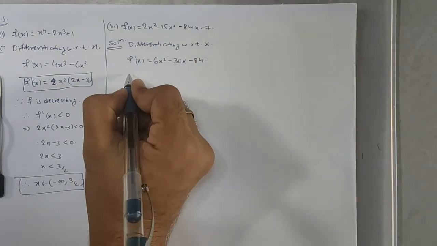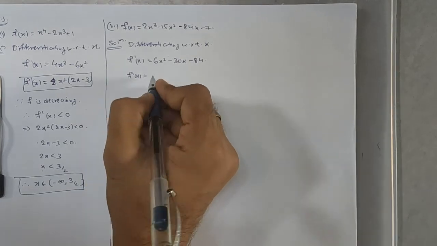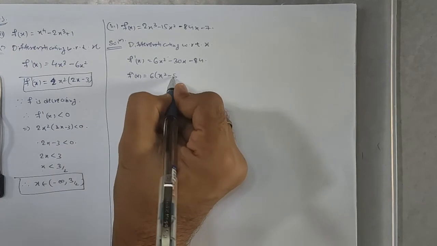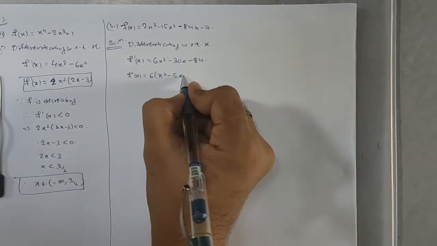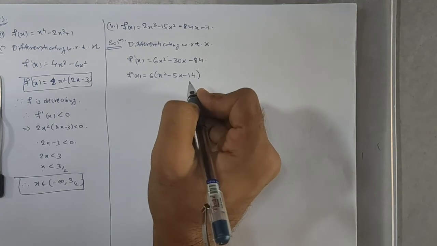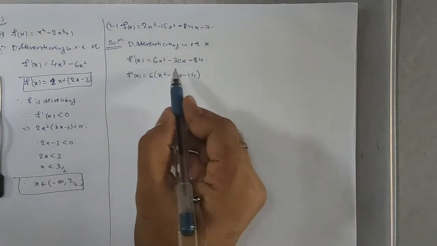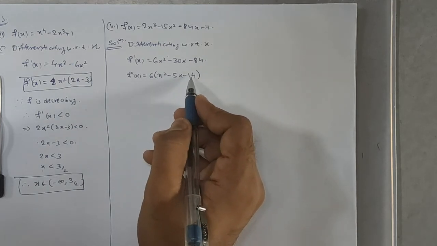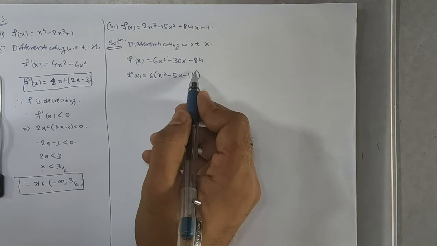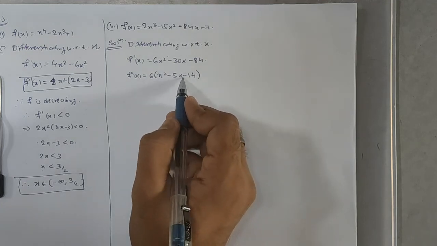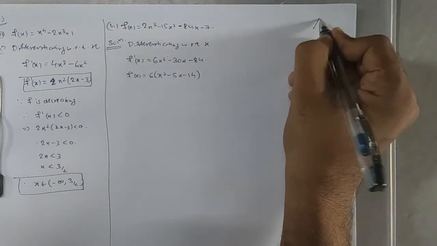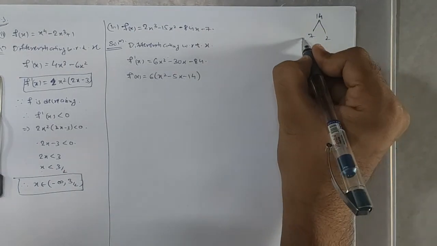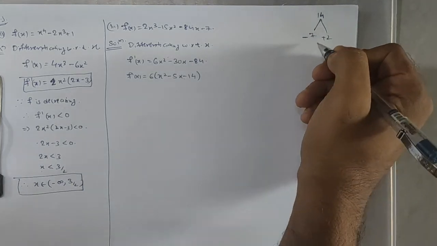So f dash of x is equal to, taking 6 common, x square minus 5x minus 14, since 6 times 5 is 30, 6 times 1 is 6 and 6 times 14 is 84. This is our equation. Now inside the bracket there is a quadratic equation, and we have to find the solution of this. So find the two factors of 14 such that their difference should be 5 or minus 5. So 14 is 7 into 2, so their difference will be minus 5.